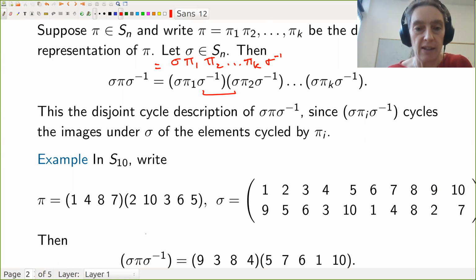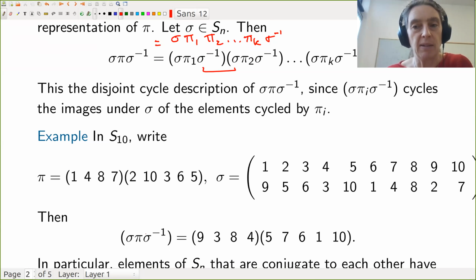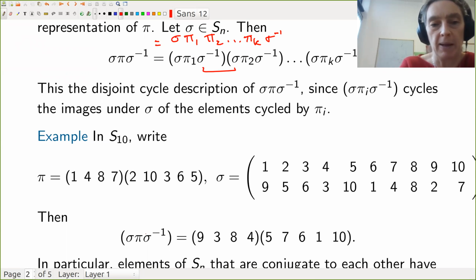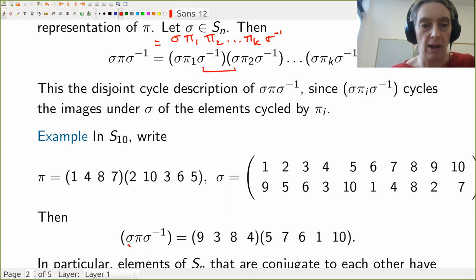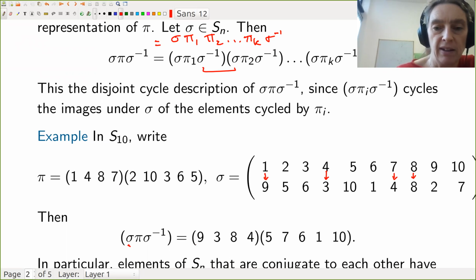Okay, then the assertion is that sigma pi sigma inverse, if we conjugate pi by sigma, we should again get something which has a 4 cycle, a 5 cycle, and a fixed point. The terms that get cycled around in the 4 cycle should be the images under sigma of the elements that are cycled by the 4 cycle in pi. And we can read those off from the description of sigma. 1487 goes to 9384. So we get a cycle 9384.